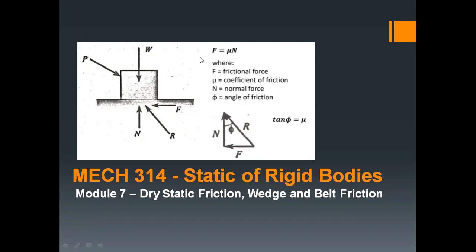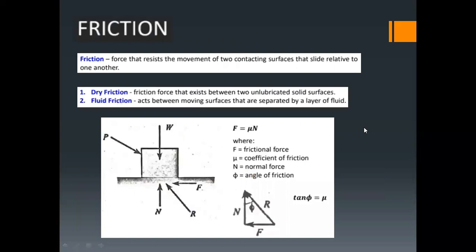Okay, so you can see here we have frictional force, coefficient of friction, normal force, and angular friction. I know you have taken this in physics, so this is just an overview of your Module 7. Friction is a force that resists the movement of two contacting surfaces that slide relative to one another. It's just two bodies in contact, so they create friction.